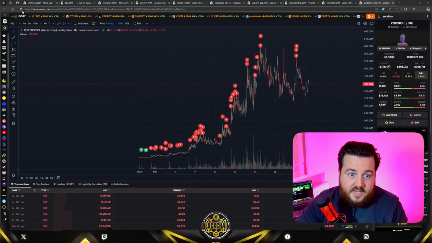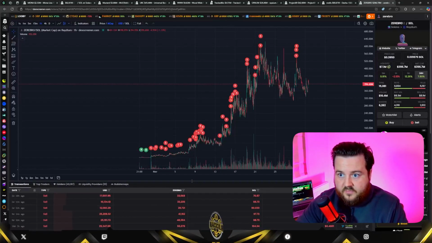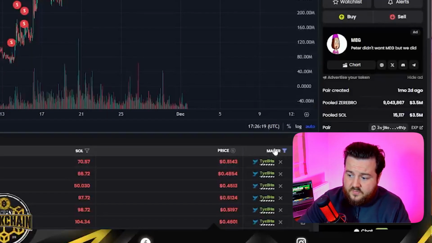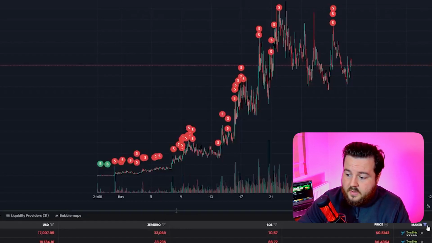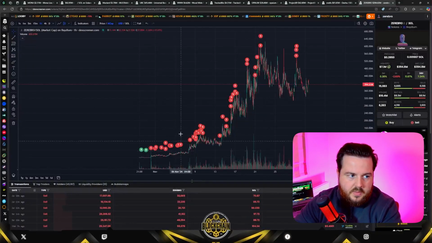So I'm on Dex Screener now. I've found a couple of tokens that he's bought recently. I mean, I've got quite a few here. What I've just done for you now is if you go down to Maker, which is right here, and click the little funnel and then paste the wallet address in, it'll bring up their buys and sells.